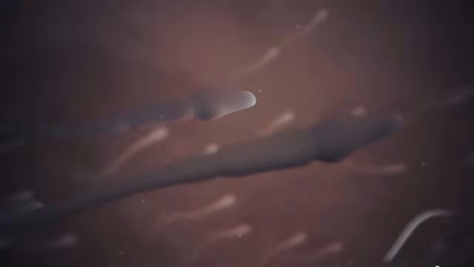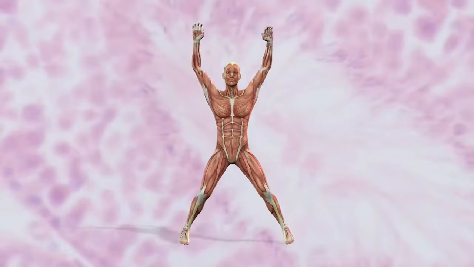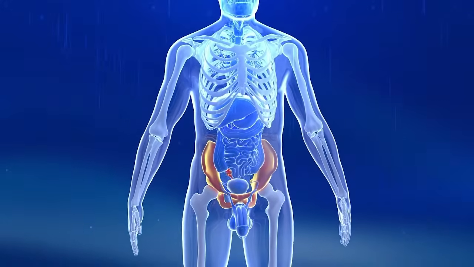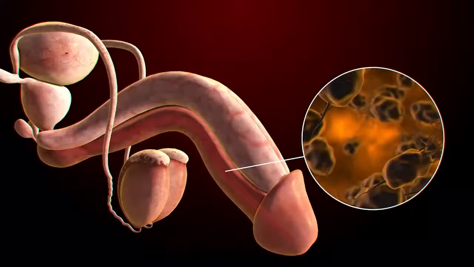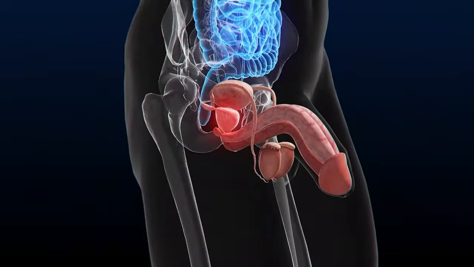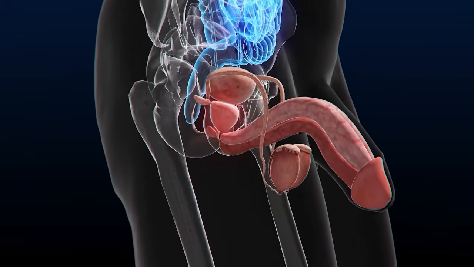Beyond the production and transport of sperm, the system is deeply involved in hormone regulation, particularly through testosterone, which influences everything from muscle mass to mood. The health of this system can be an indicator of broader physiological well-being, making it important to address any issues such as hormonal imbalances or reproductive complications early.